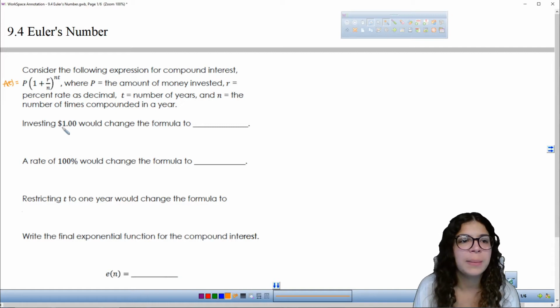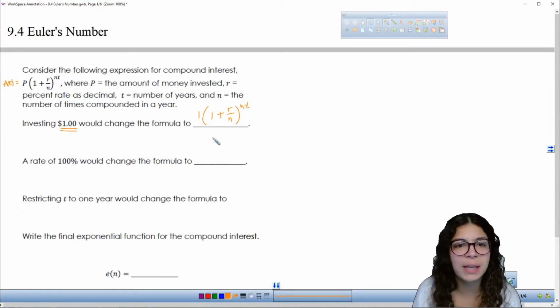So imagine that we're investing only $1. How would that change this formula? Well, the amount of money that we're investing is P, so it would just be 1 times 1 plus R over N to the power of N times T.